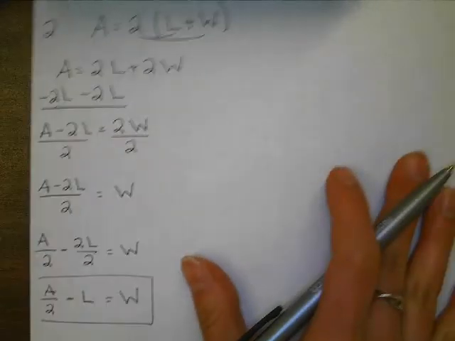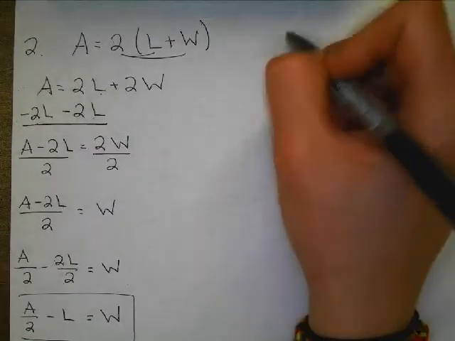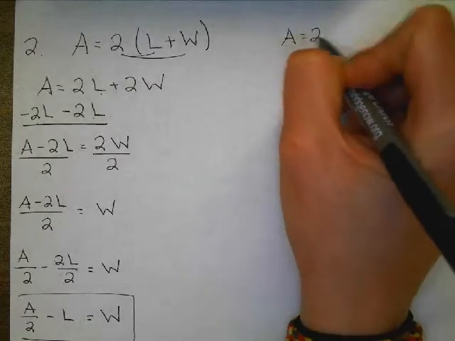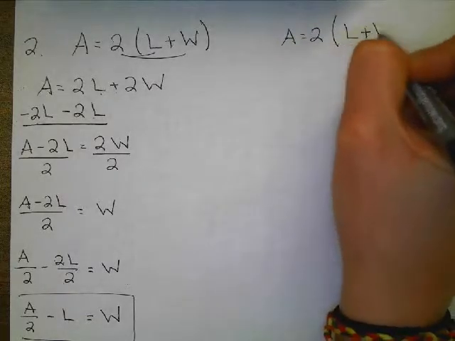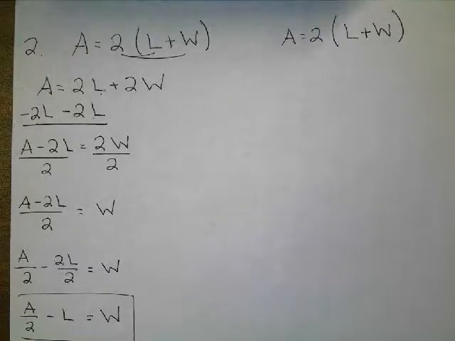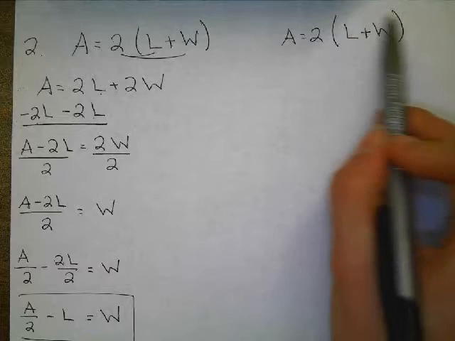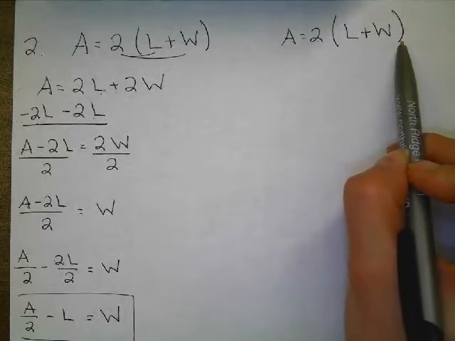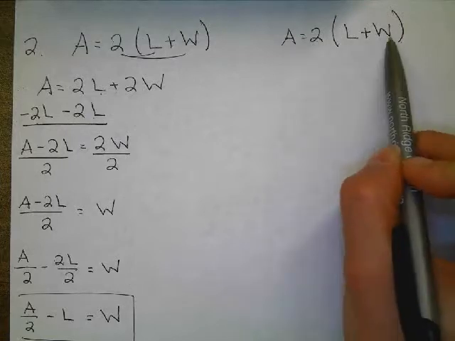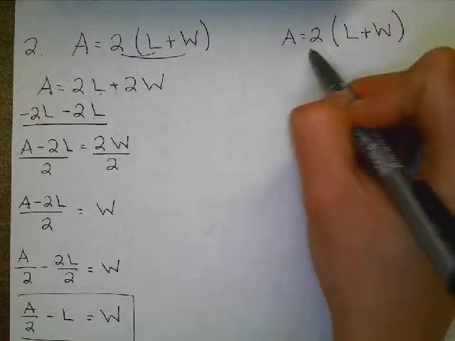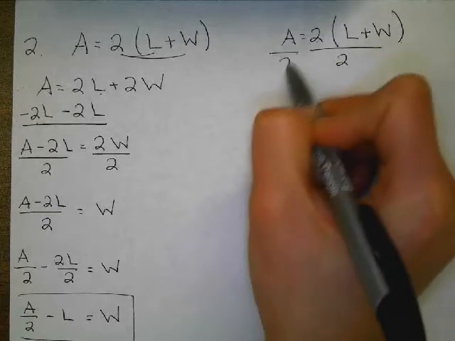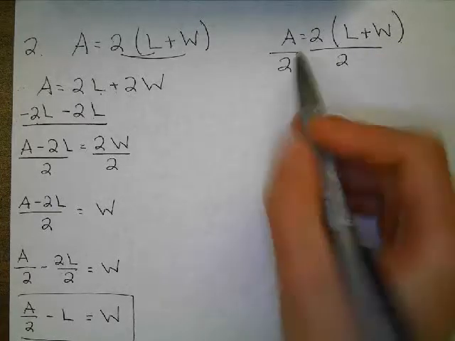Now we're going to do that problem a different way as well. So we have A equals 2 times L plus W. Again, we are multiplying. So since I'm multiplying the 2 onto all of this, kind of like how we did in number 1, we had I times R times T. 2 is multiplied by all of this, so to find the inverse of multiplication, we divide. So I'm just going to divide by 2 right away.